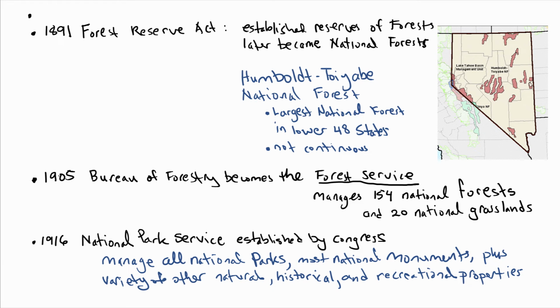And so the next one is 1905, the Bureau of Forestry becomes the Forest Service, and it manages the 154 national forests and about 20 national grasslands. Then 1916, the National Park Service is established by Congress, and this manages all the national parks, most national monuments, plus a variety of other natural, historical, and recreational properties.